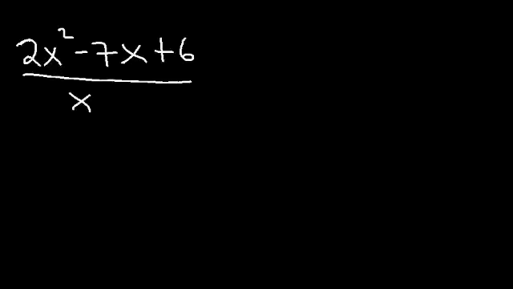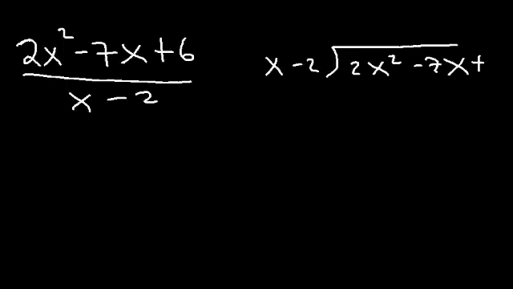Now let's try another example. Let's divide 2x squared minus 7x plus 6 by x minus 2. Now the numerator is factorable, but we're going to use synthetic division and long division. You can factor and cancel if you want, but let's start with long division. Let's put the denominator on the outside and the numerator on the inside. So first, let's divide. 2x squared divided by x is simply 2x.